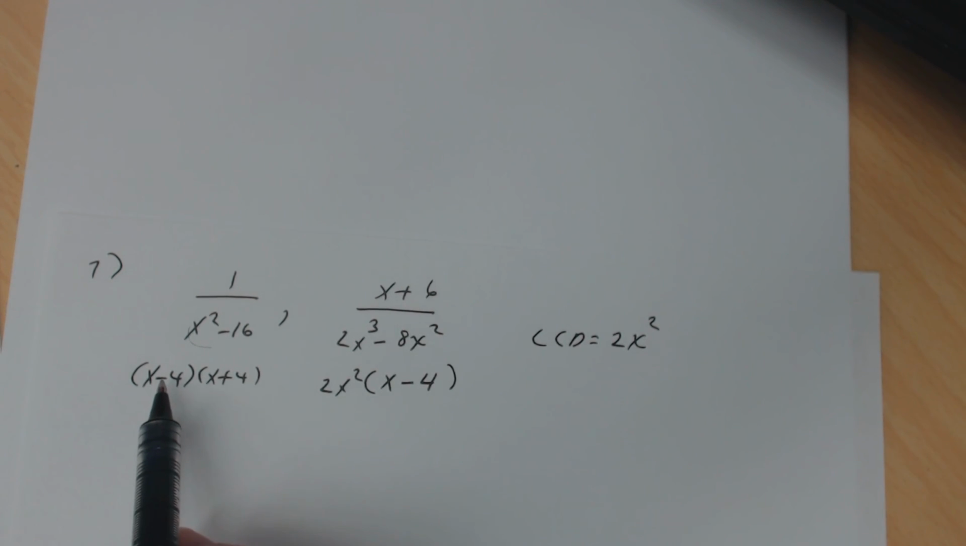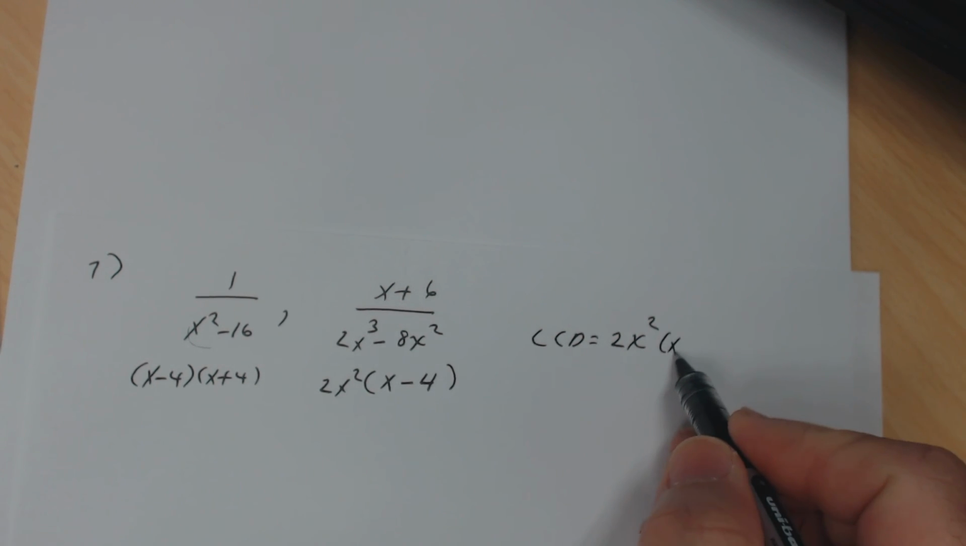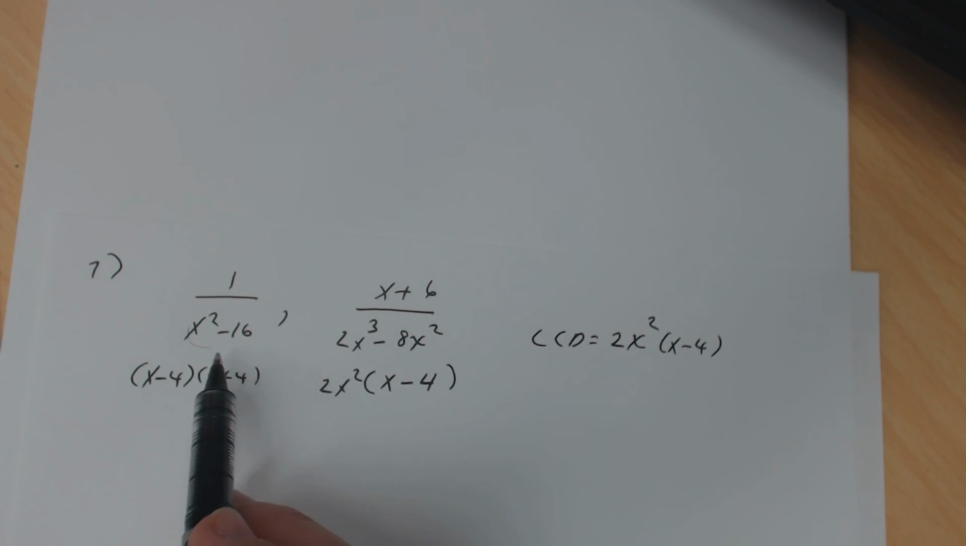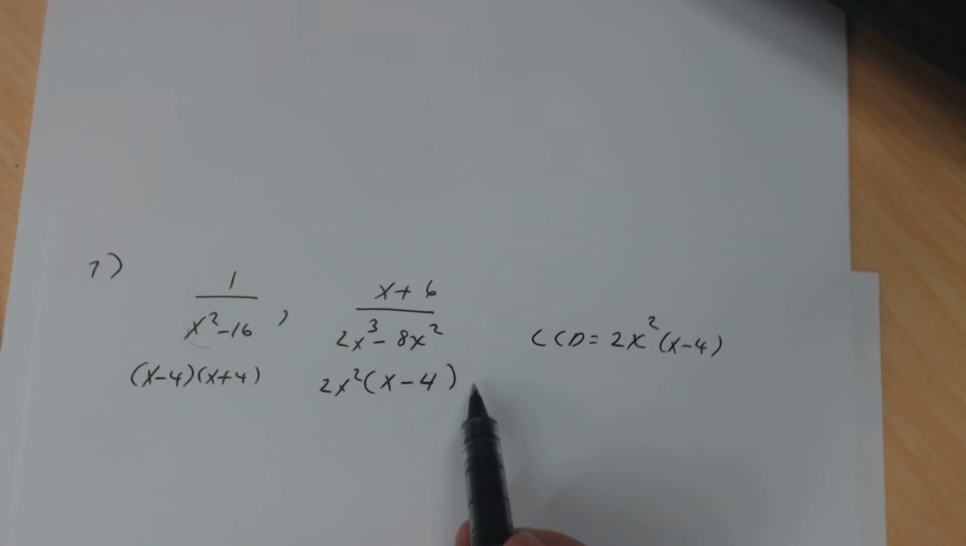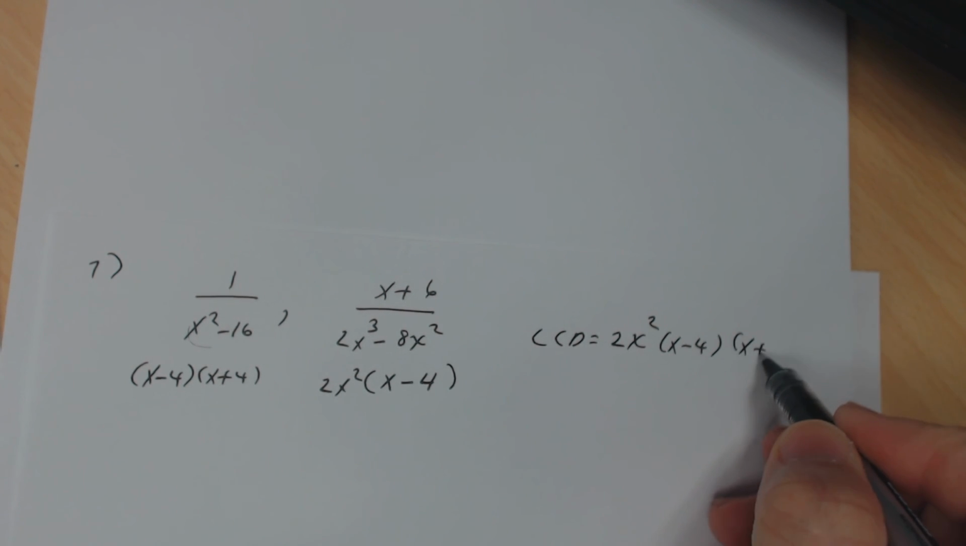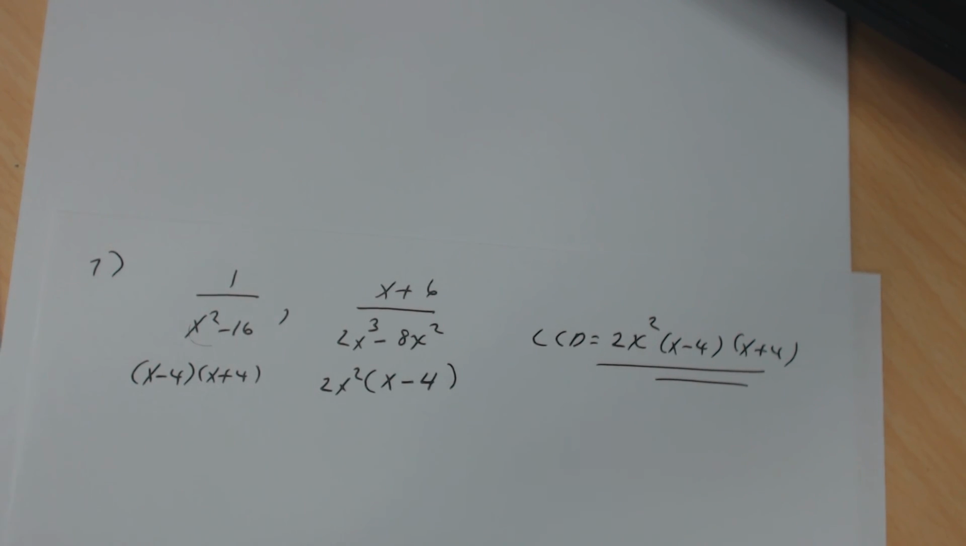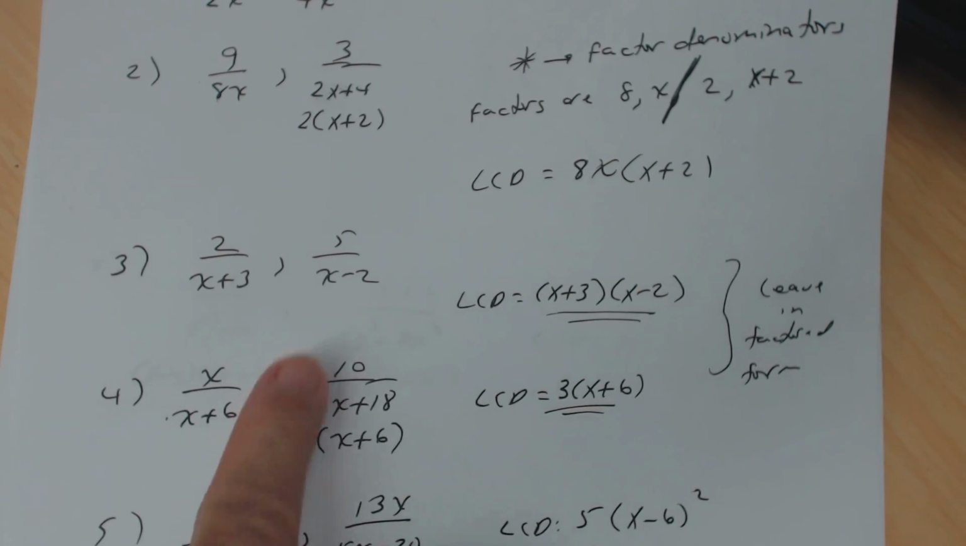Okay, now let's go here. x minus 4. There's 1 factor of x minus 4 here. There's 1 factor of x minus 4 here. So I need 1 of them. x plus 4. There's a factor of x plus 4 here. There is none here, but remember you use the one with the largest amount of factors. So you need 1 factor of x plus 4 in your LCD. And so there's your LCD. Your LCD is 2x squared times x minus 4 times x plus 4. Okay, so that's going to take care of this lesson, how to find the LCD of 2 rational expressions.